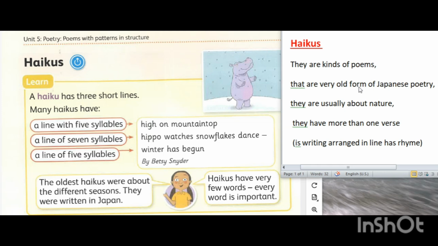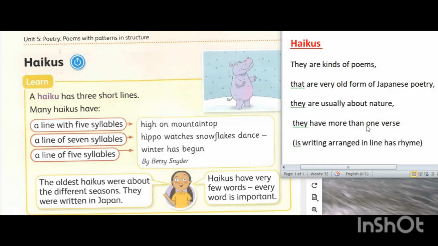What does forms mean? Shapes of Japanese poetry. They are usually about nature. Do you know the meaning of usual? Usually means some of the time, not all the time. About nature. What is the meaning of nature? Anything that God gives to humans means nature, like ocean, sea, trees. Anything God gives to humans is called nature.